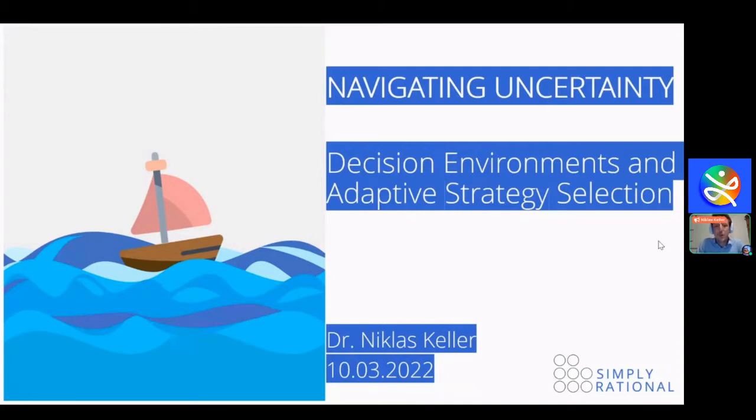And one of the tools that I find very, very useful is the framework of ecological rationality. And that is basically, how do I assess in which decision environment I find myself? And according to the decision environment in which I find myself, how do I know which tools to select accordingly? So hence, navigating uncertainty might also already be a hint with regards to how to classify decision environments, and then decision environments and adaptive strategy selection.